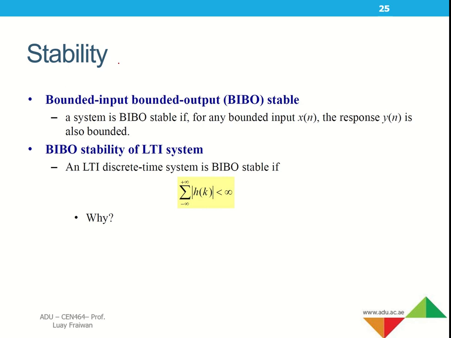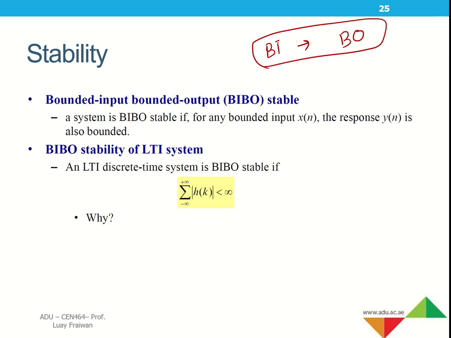And the next property is stability, which is basically the last property. Stability is like, if you are supplying a bounded input, you will get a bounded output. So if you are getting a bounded output for a bounded input, then your system will be stable. If you are supplying a bounded input and you are getting a bounded output, then your system will be stable.